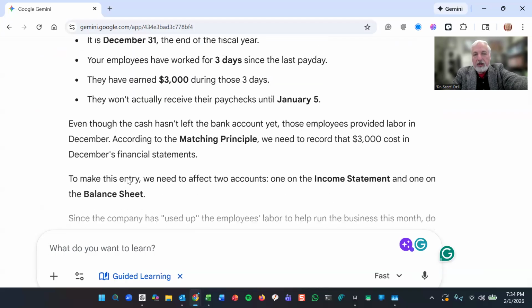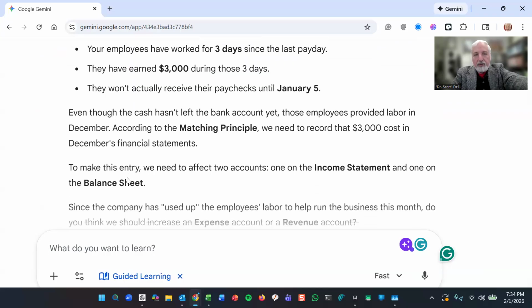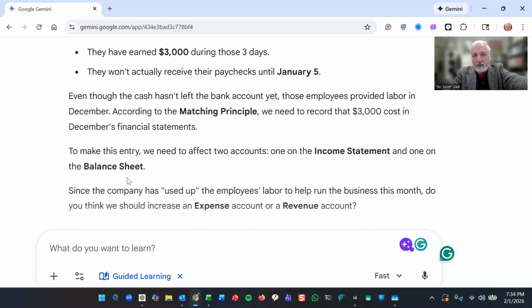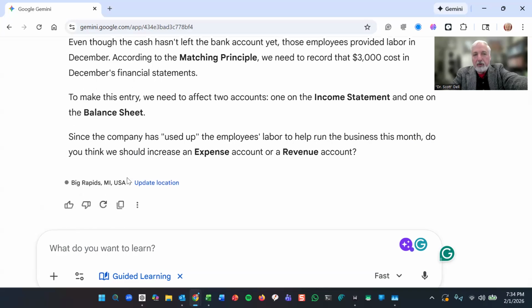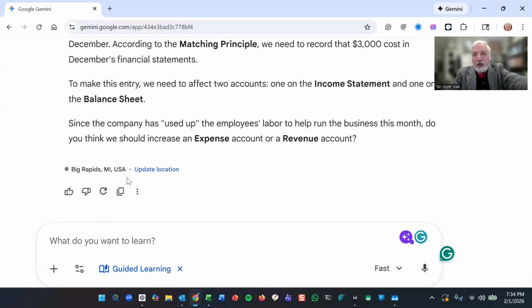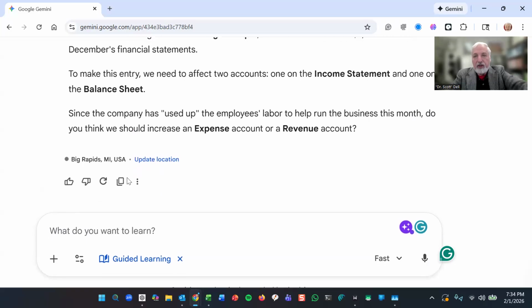So we have a December 31 entry, end of the period, to record $3,000. Even though the cash hasn't left the bank account yet, these employees provided labor in December. And according to matching, we need to record a $3,000 cost in the financial statements. So we need to debit that wage expense.